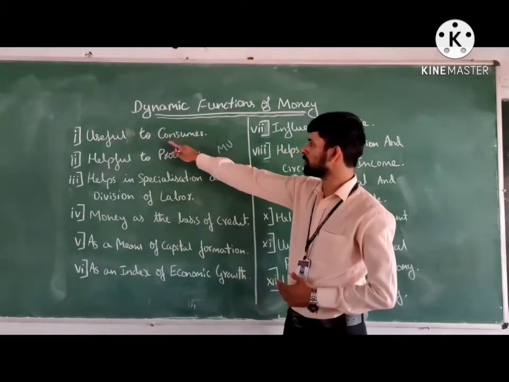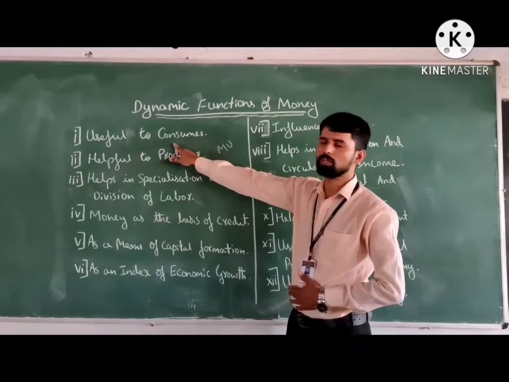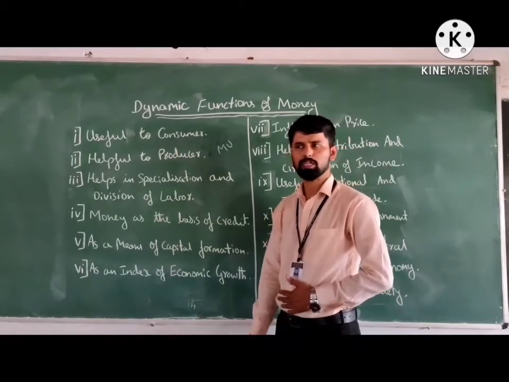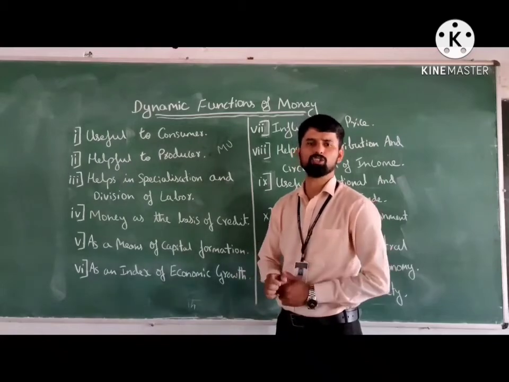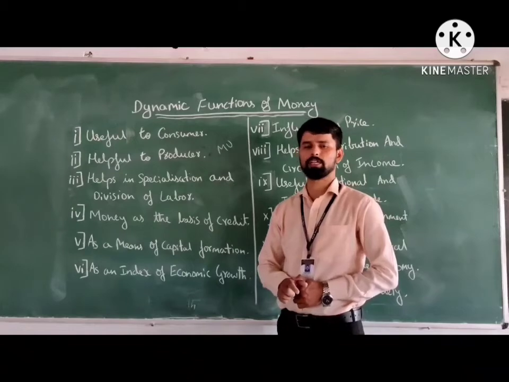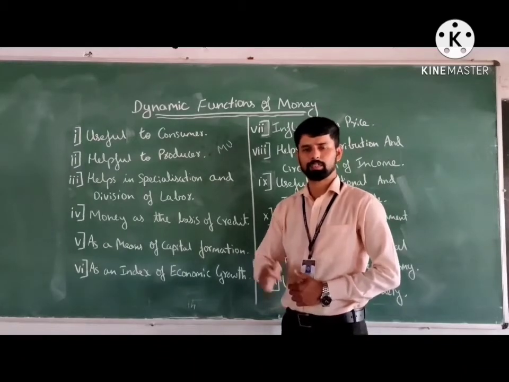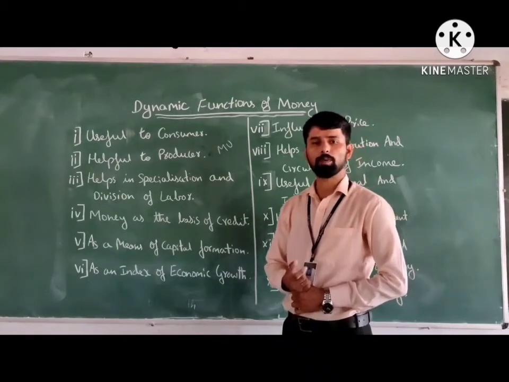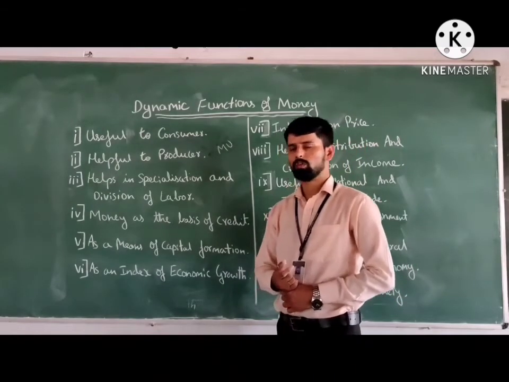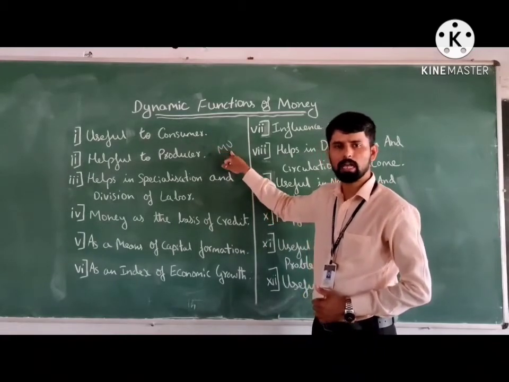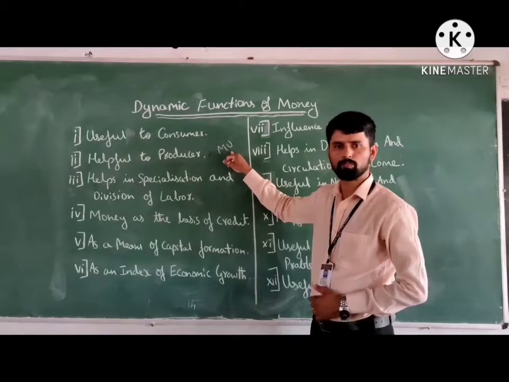Take down the first one, useful to the consumer. Money helps the consumer. Money helps every consumer with the rational distribution of income. Right? The main objective of the consumer is to derive optimum satisfaction. We discussed in the contingent function, money helps to equalize marginal utility (MU).